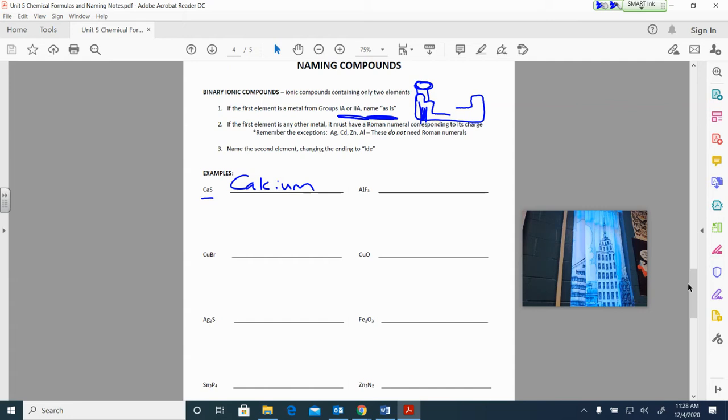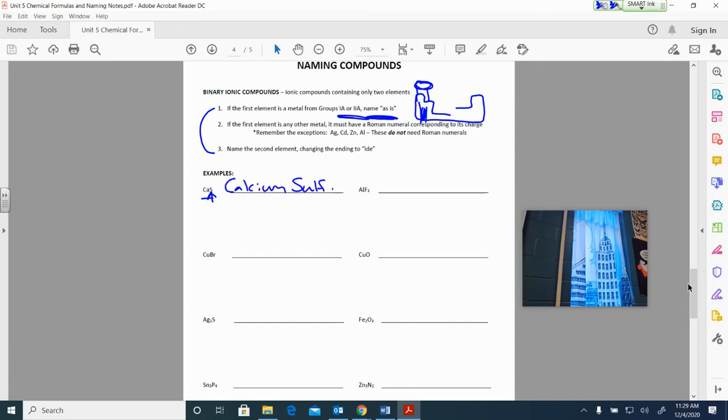Now, the next rule, I'm going to skip to finish this: name the second element, changing the ending to -ide. You've been seeing that non-metals always change their ending to -ide. So sulfur on the periodic table is now going to be sulfide. Okay? That's the end of that name. It's calcium sulfide. I'm going to write it so it fits better in the line.